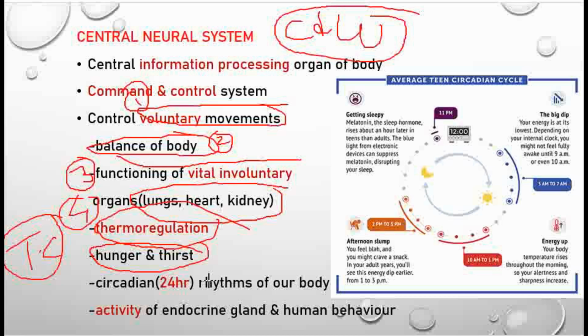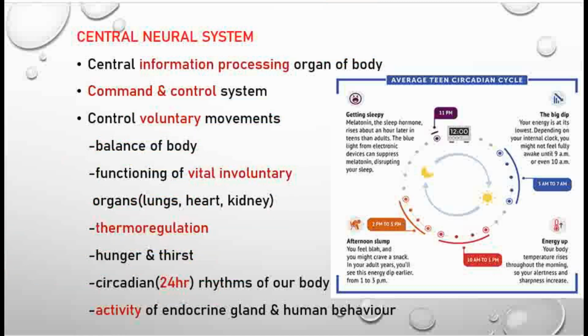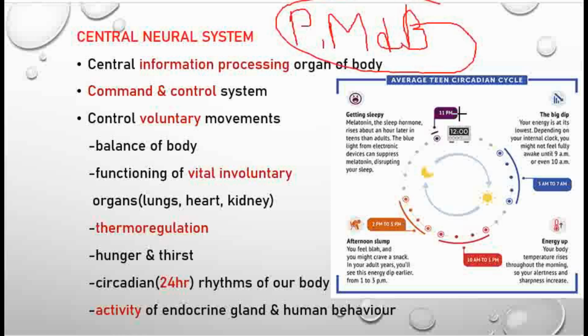And next, the circadian rhythms of our body. What it is: the physical, mental and behavioral changes that follow a 24-hour cycle. Over a 24-hour cycle, physical, mental and behavioral changes occur in our body. So this cycle is known as the circadian cycle.